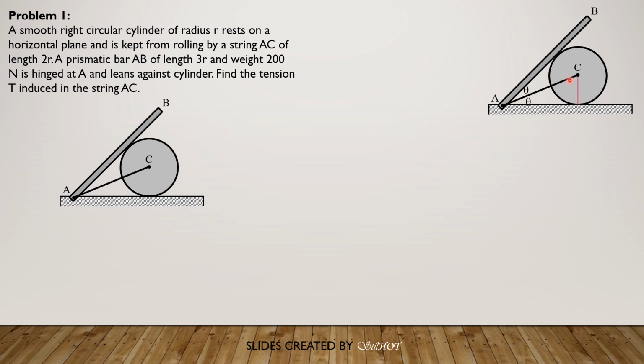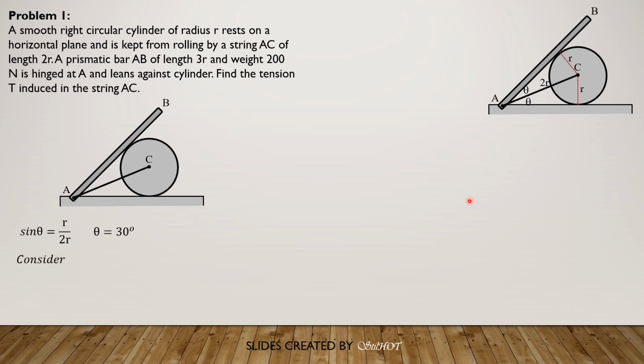Because the hypotenuse is common, 2r, the opposite is r for these two right triangles. So sine of theta equals r over 2r, so that means theta is 30 degrees. So the entire angle that the uniform bar makes with the horizontal is 60 degrees.